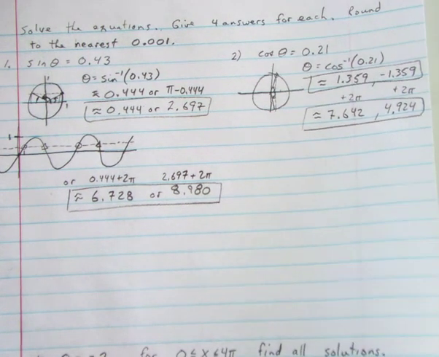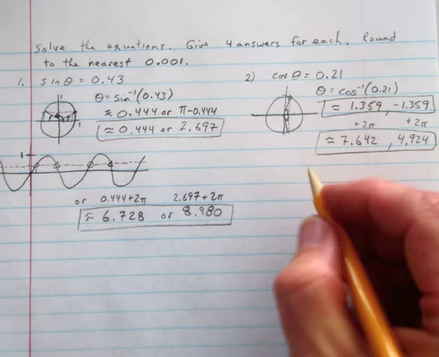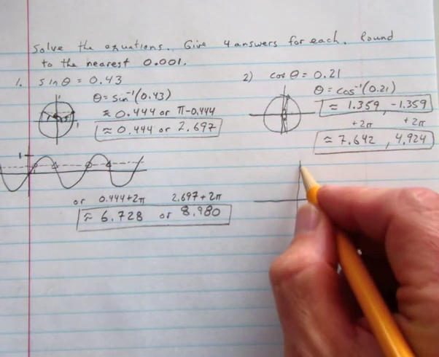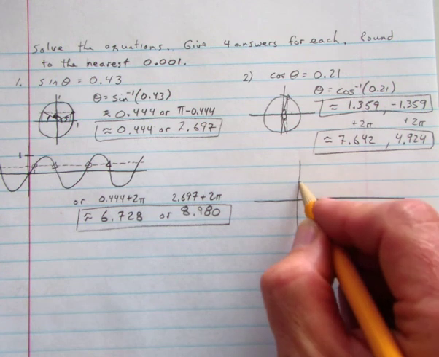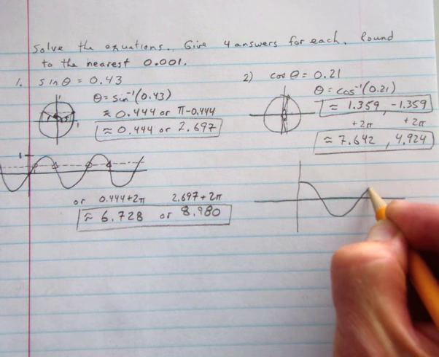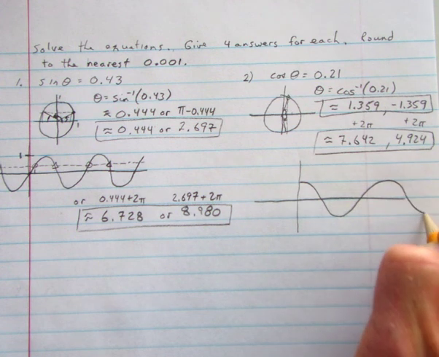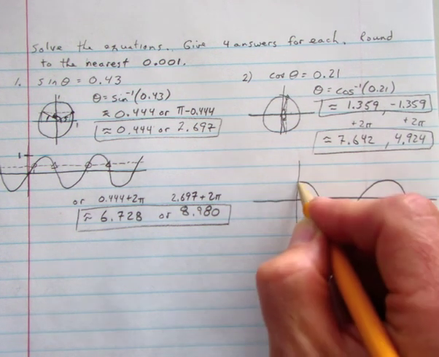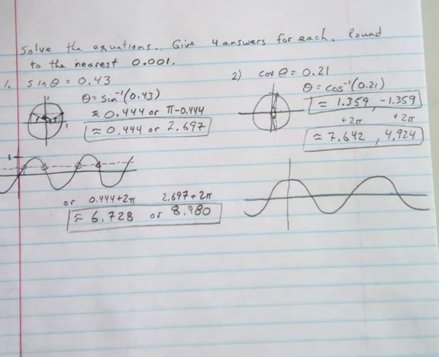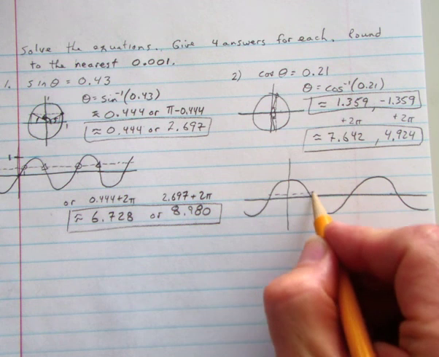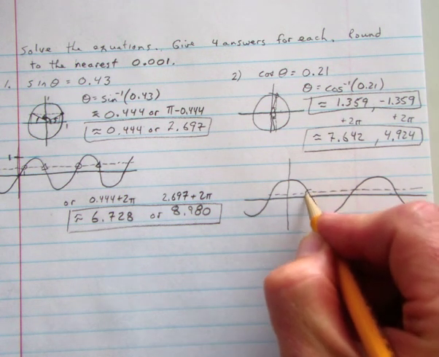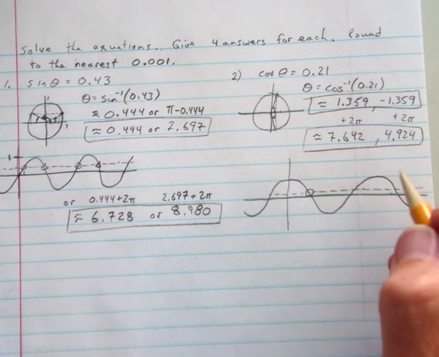Let's take a look at one more problem. Oh, actually, I didn't do the graph on this one. Let's take a look at that one too. We have cosine starts up high. And again, you've already graphed that one. It just keeps on going. And it also goes in the opposite direction. And we have 0.21 something down here. So the calculator gave me this first number, 1.359.